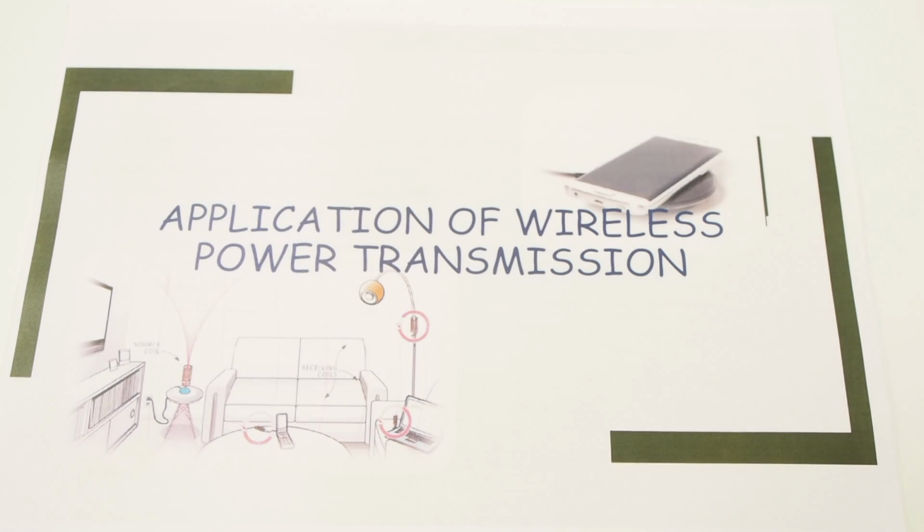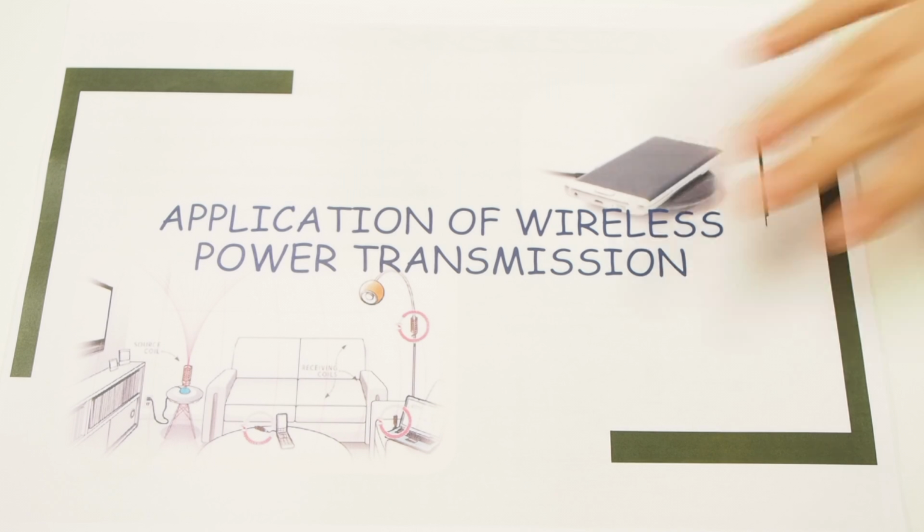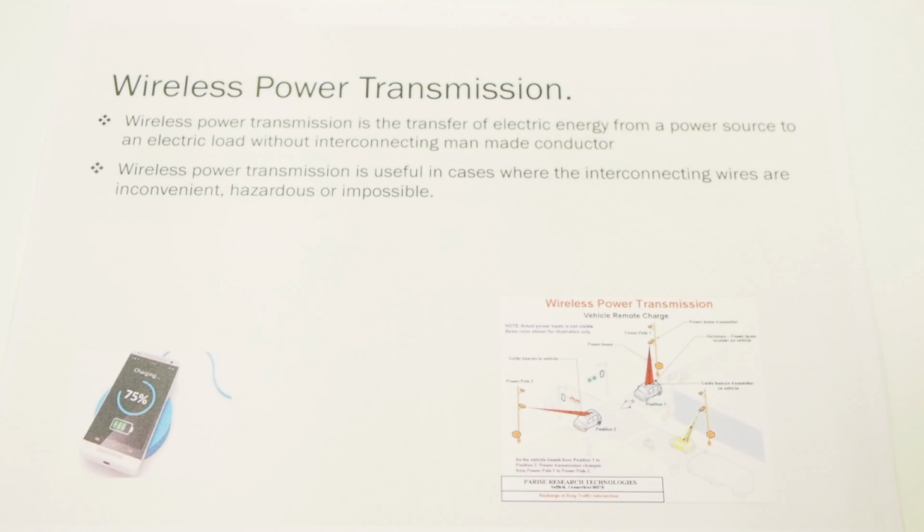I'll be talking about applications of wireless power transmission. Wireless power transmission is the transfer of electric energy from a power source to an electric load without an interconnecting main conductor. Wireless power transmission is useful in cases where the interconnecting wires are inconvenient, hazardous, or impossible.